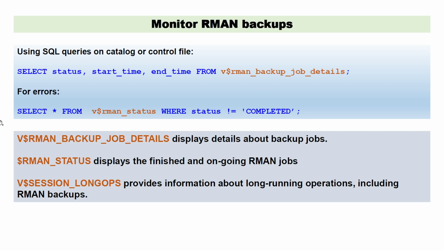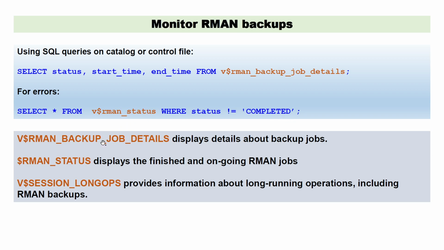Now, how do you monitor the RMAN backups? There are multiple ways of doing this. You can use V$RMAN_BACKUP_JOB_DETAILS. So you can see if the backup is running or completed, then you can see the status, start time, end time. If you run this particular query, you will get the information about your RMAN backups. If you want to see those backups which failed, you can use V$RMAN_STATUS where status is not completed, which will give you the backups which have failed.